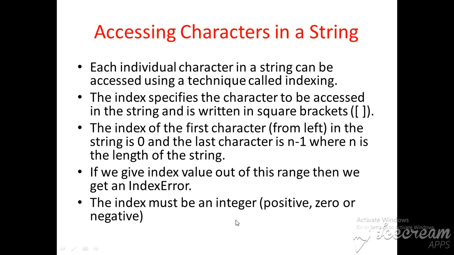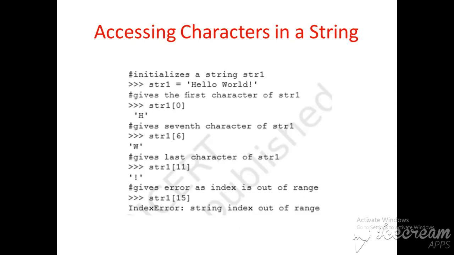And the last character is n minus 1, where n is the length of that string, so n minus 1 means the last character of that string. Why is it n minus 1? Because the index starts with 0. So if we give an index value out of range, then we get an index error. Here we already see that for str1 of 15, the maximum index is 11 only.